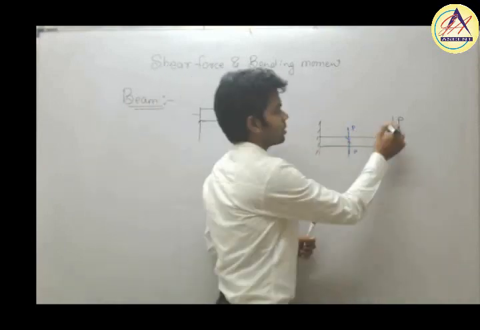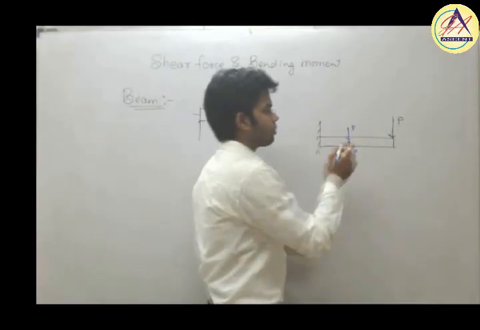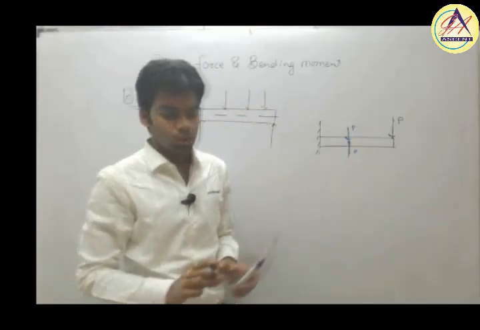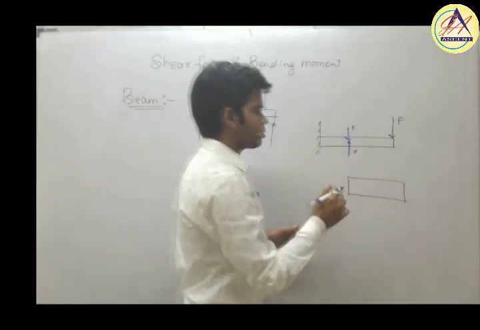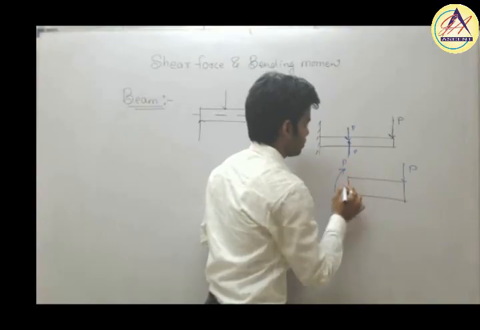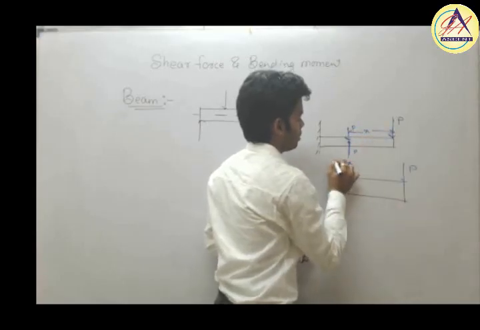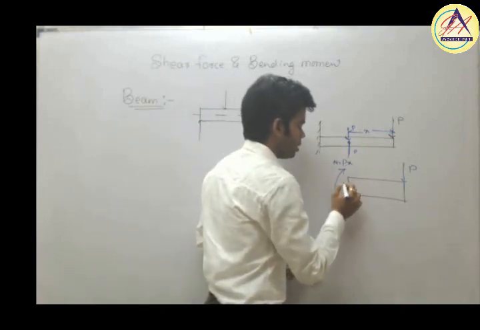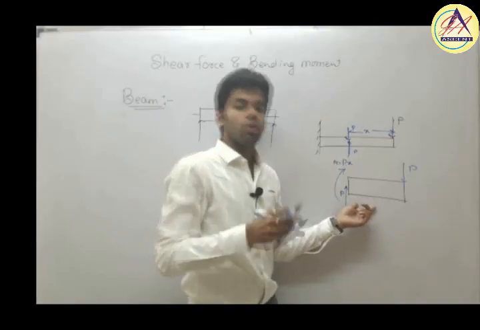Okay. Now what will happen? This P and this P together will create a couple, and apart from this couple we have a force acting downward across the cross section. So if we try to draw the free body diagram of this, the free body diagram which we are going to get here will be a couple. The magnitude of the couple, suppose the distance is x, will be equal to P into x. And apart from this couple, apart from this moment, a force will also act, and this force is acting on the cross section of the beam.